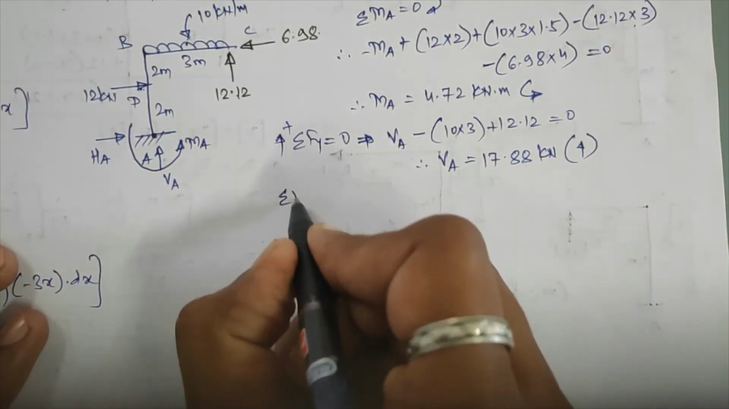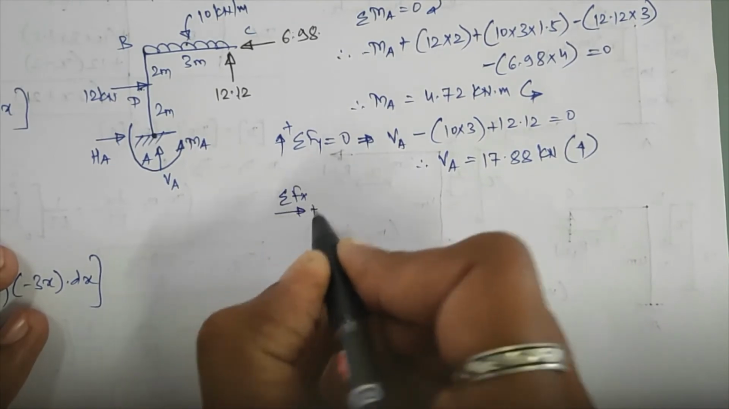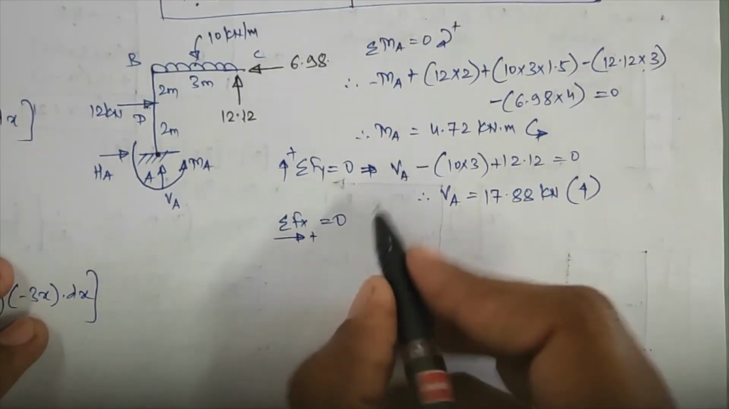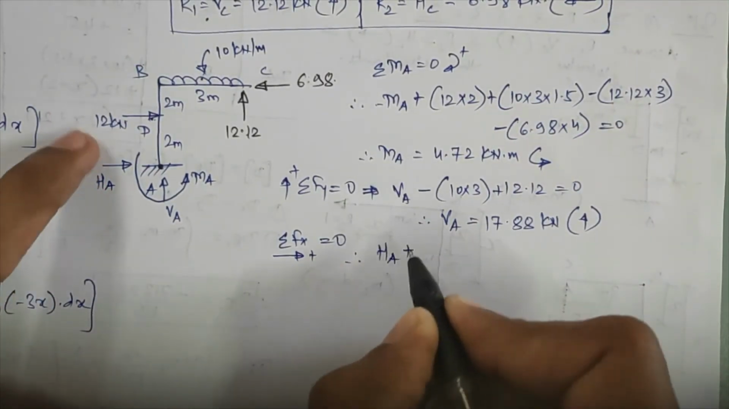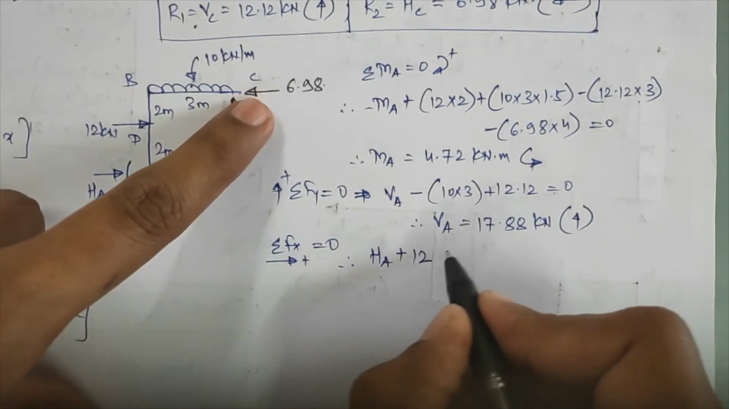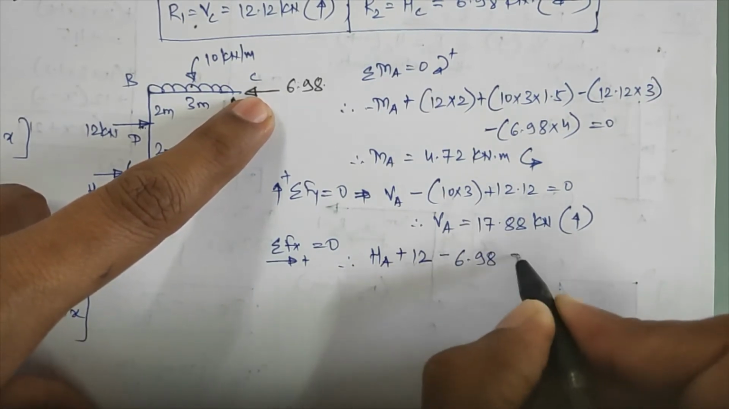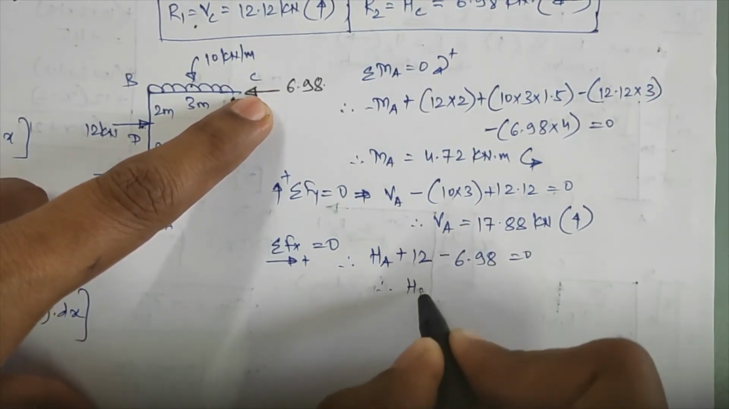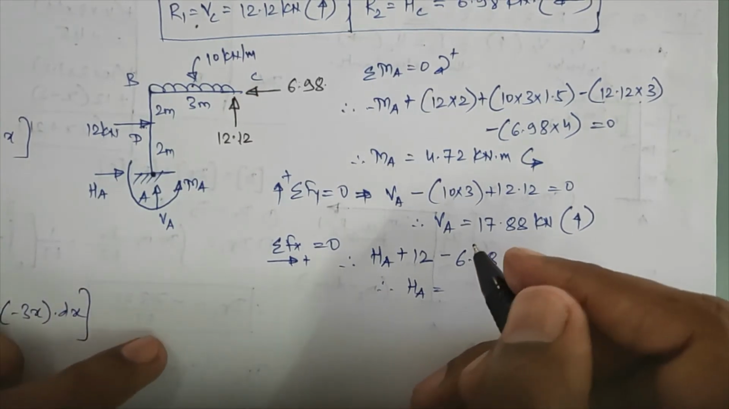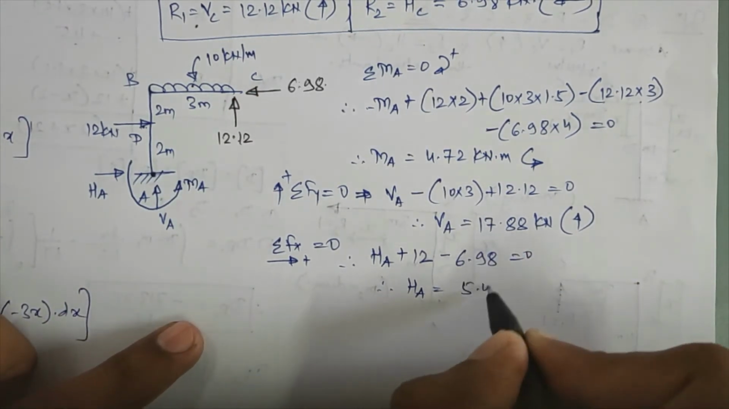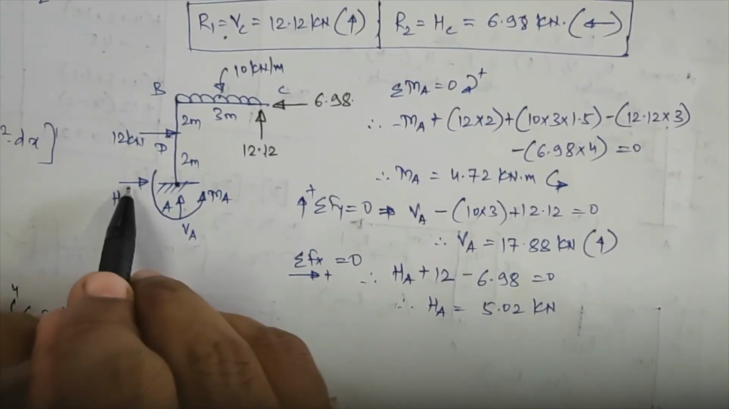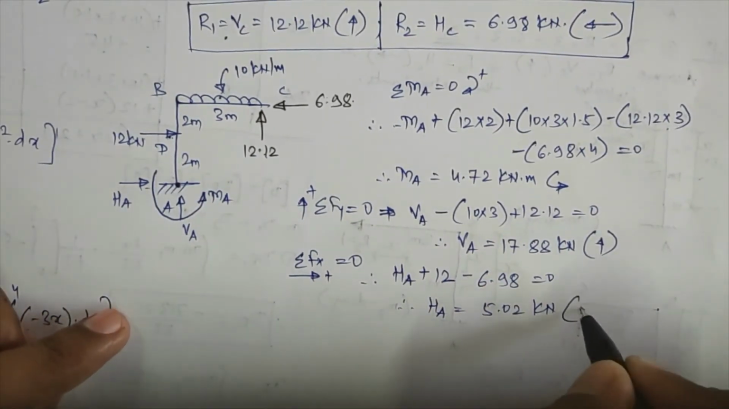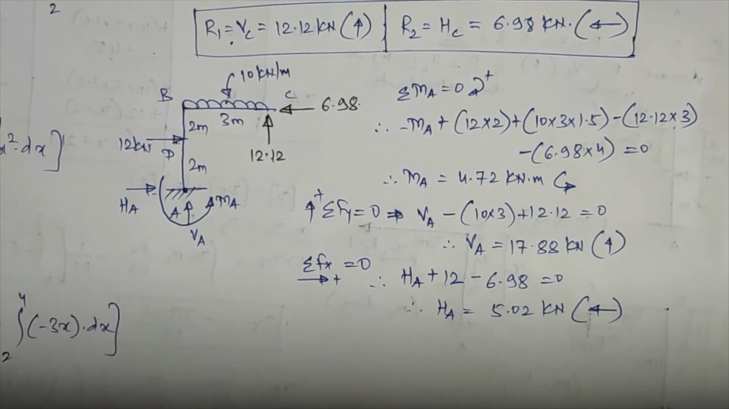Now I'll use summation of Fx condition to calculate the HA value. Okay, so here what I'll get? Plus HA plus 12 minus 6.98 is equal to 0. So HA here I am getting as minus 5.02 kilonewton. Minus indicates that our assumed direction towards right is wrong over there. HA will be acting towards the left direction over here.